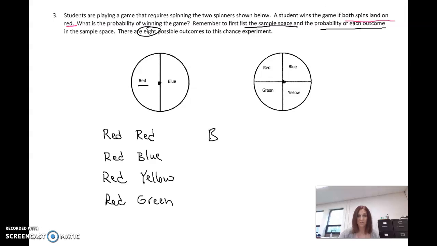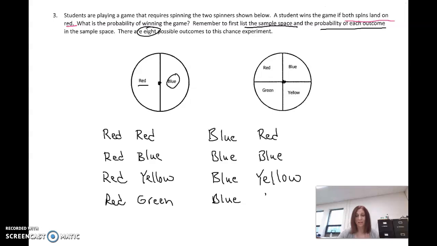But what if I get blue first? Well, if I get blue and then I go to spin the second one, I could get red the second time. Get blue the first time, my second spin, I could get blue. If I spin a blue on the first one, the next one I could get yellow on the second spinner, or blue on the first one and green on the second spinner. So you see, these are my 8 possible outcomes. Those are together. Don't think of it as we're going to get red or blue, or going to get red, blue, yellow, green. No, no, no. When I spin it twice, what can I get? So there's 8 of them.